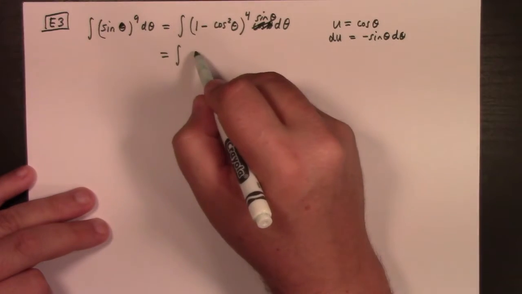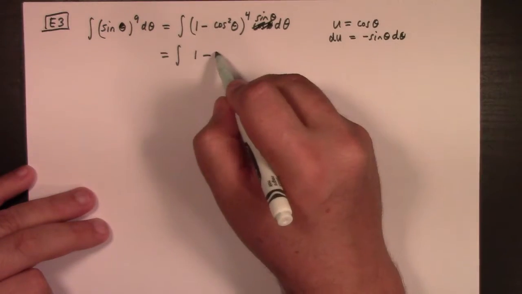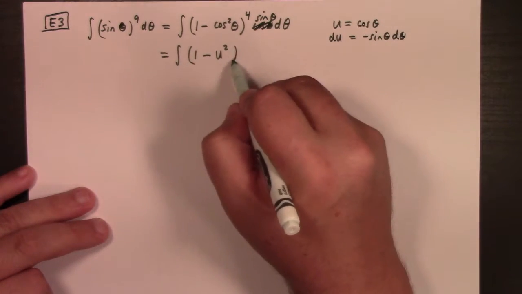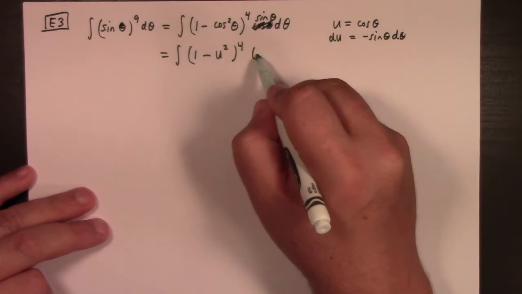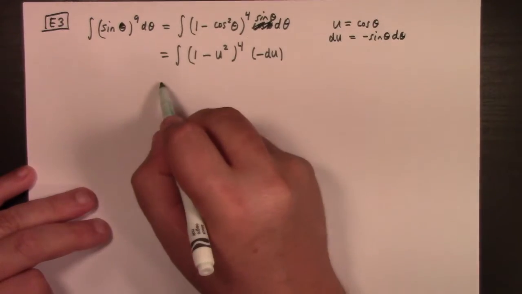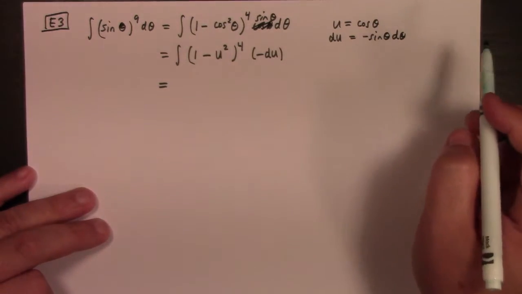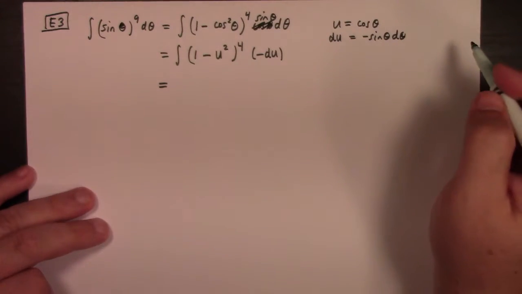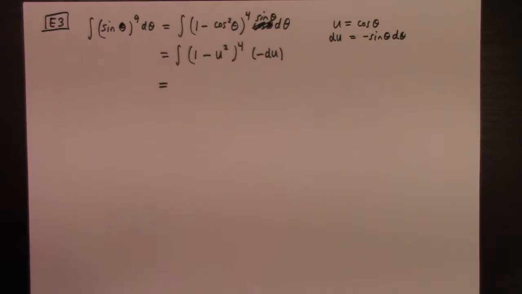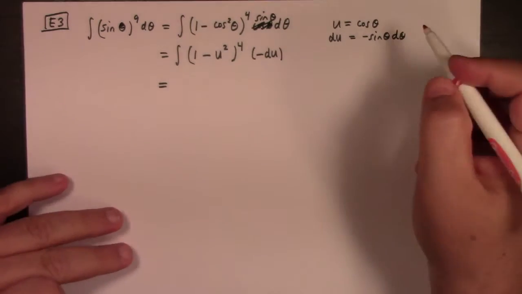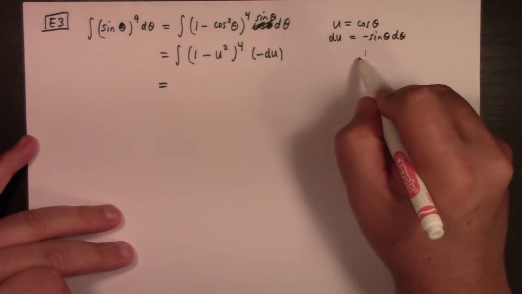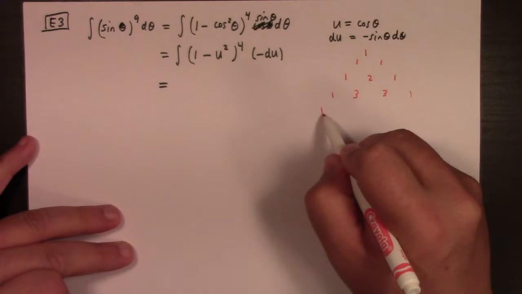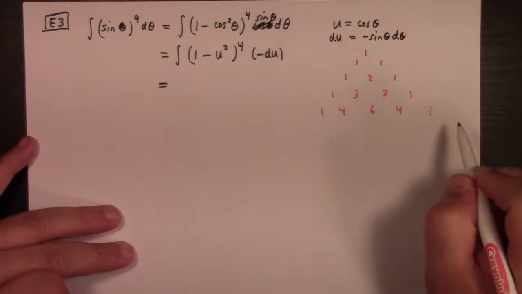And I'm faced with the integral of 1 minus u squared to the fourth power times minus du. All right, what is that? Well, I think the easiest way for me to do it is to use Pascal's triangle. If I'm going to multiply something out to the fourth power, here's what I do. 1, 1, 1, 1, 2, 1, 1, 3, 3, 1, 1, 4, 6, 4, 1, like so.